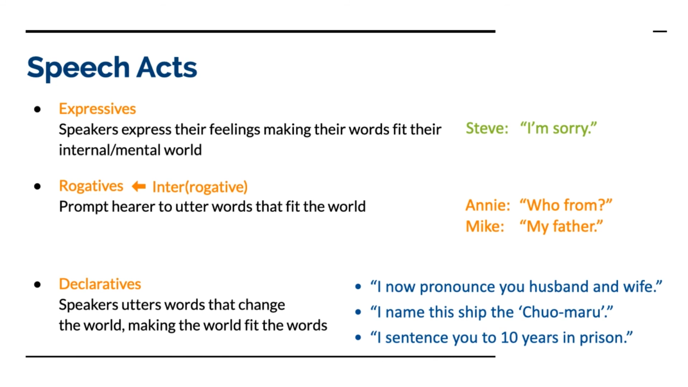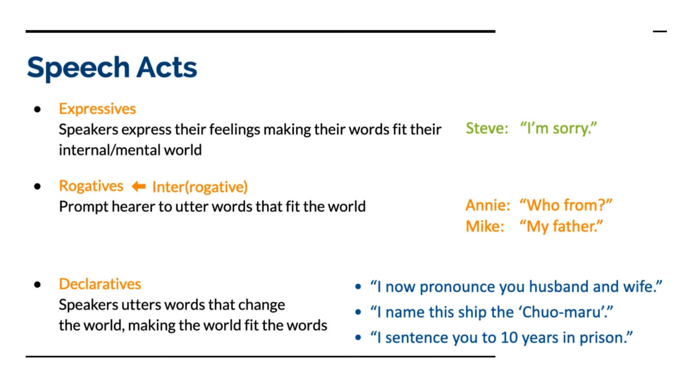Or if there's an official naming of a ship, I don't know how it works in Japan, but in England, for example, usually a member of the royal family crashes a bottle of champagne against the bow of a ship and declares, "I name this ship the Chuomaru." And the idea is that before uttering those words, the ship did not have an official name. Upon uttering the words, this becomes the name of the ship.